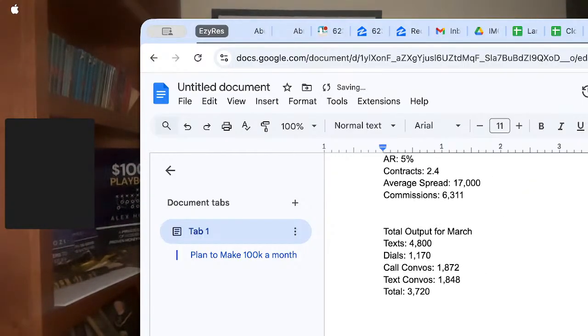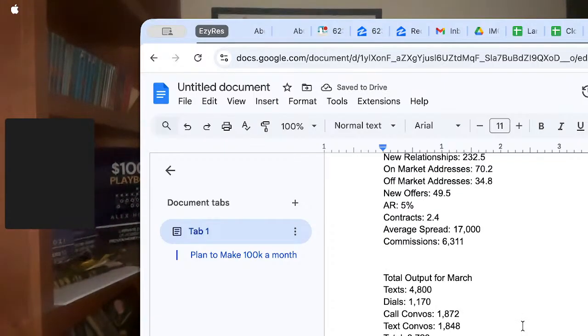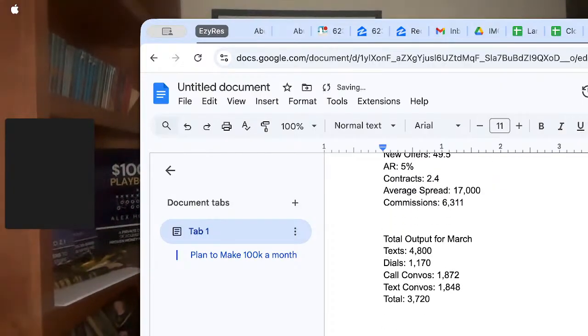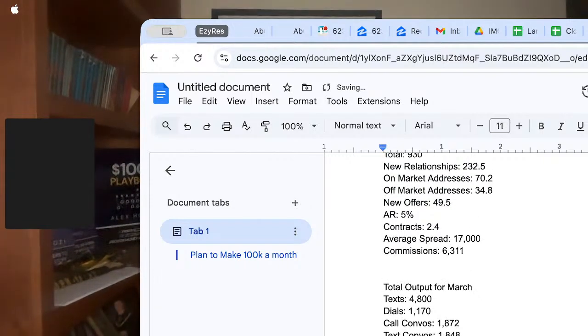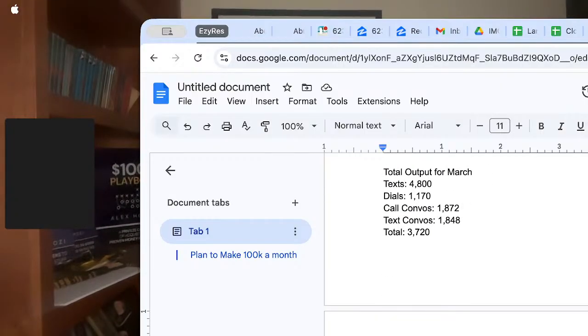And then all market addresses. Bro, I'm misspelling this so bad. It's wild. 70.2 times 4, 280.8. Off market 34.8 times 4, 139.2.